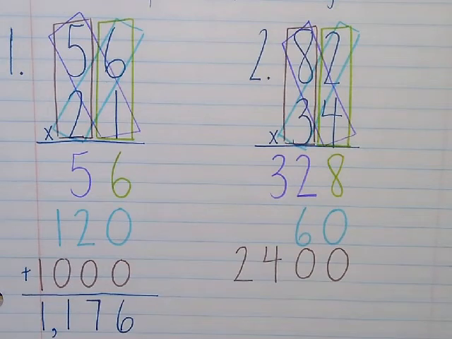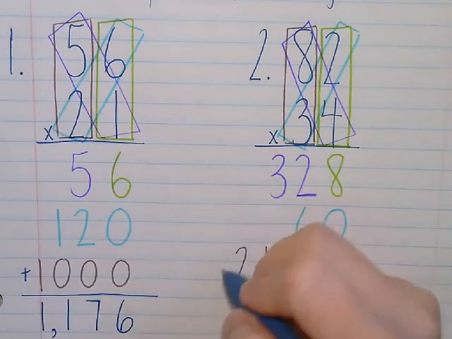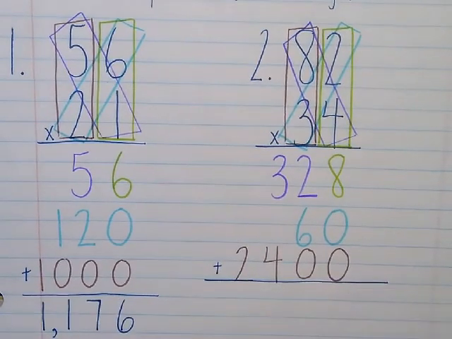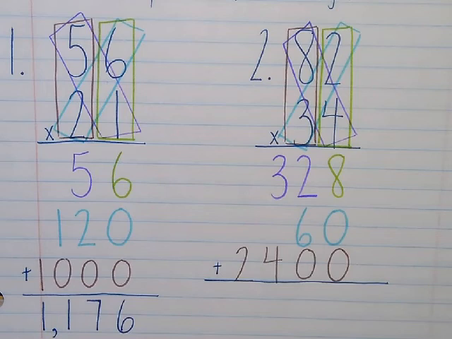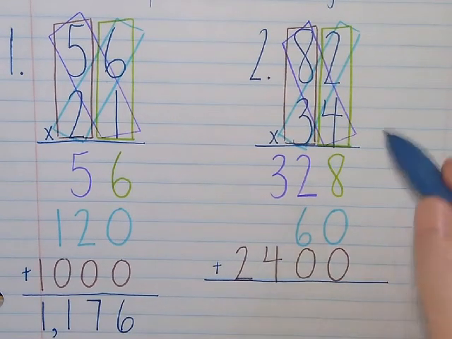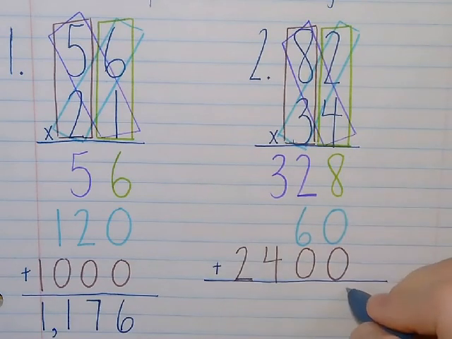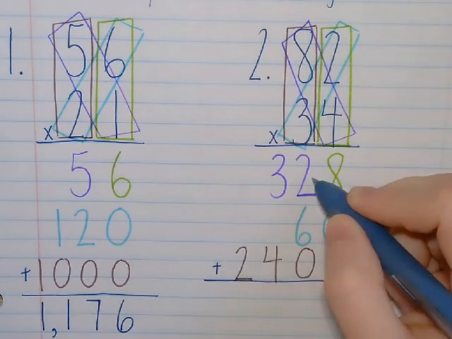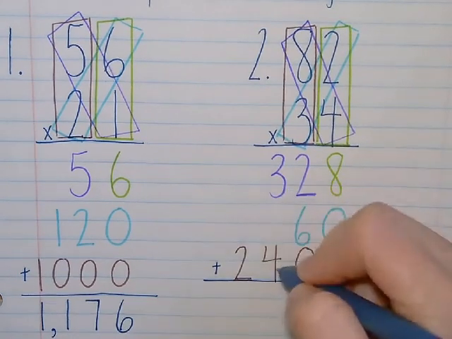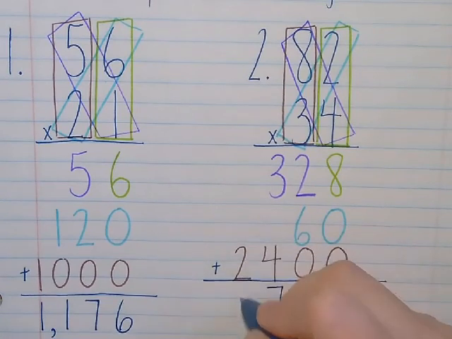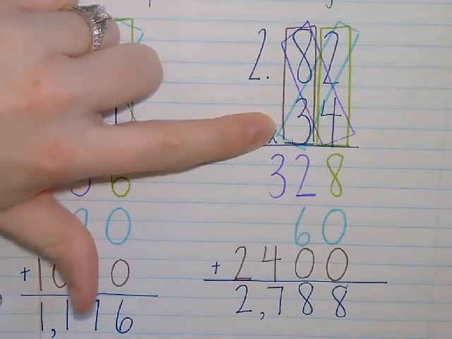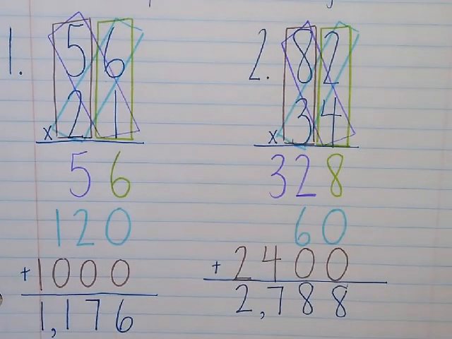Okay, my last step here will be to add each of these pieces. Okay, starting in the ones place, 8 plus nothing is still 8. 2 plus 6 is 8. 3 plus 4 is 7. And 2 plus nothing is still 2. 82 times 34 is equal to 2,788.